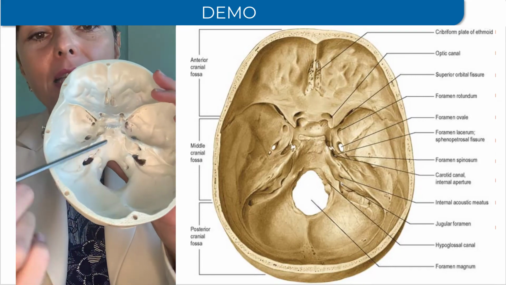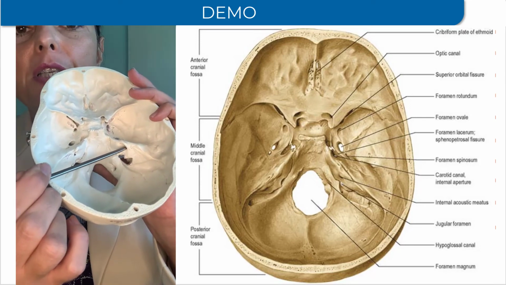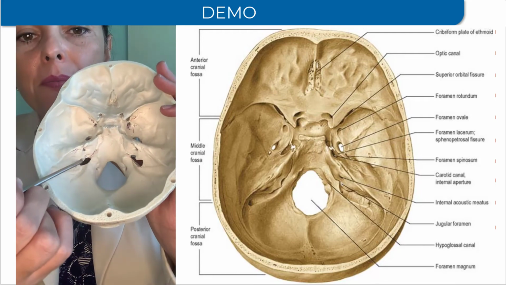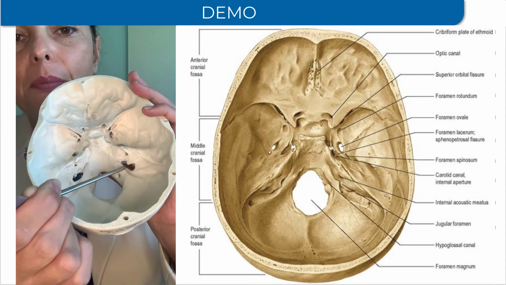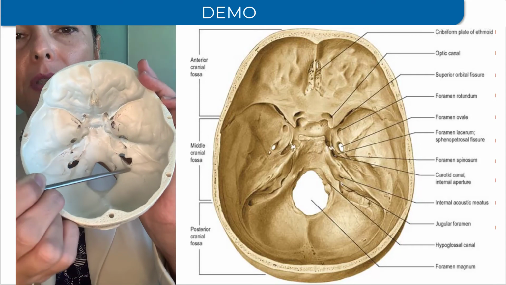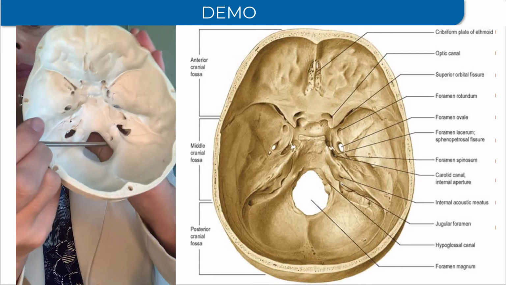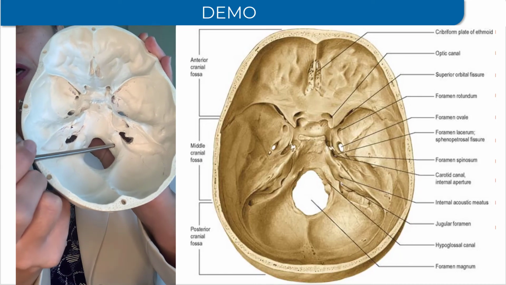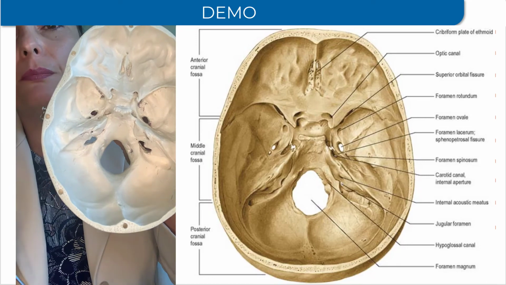Well, in the posterior cranial fossa we have the internal acoustic meatus, this guy here, and the jugular foramen, which resembles number 8. You see it has 2 parts. The anterior part is for nerves and the posterior part is for the vein. The hypoglossal canal is here in the very deep and very posterior part of the fossa, and of course the foramen magnum.